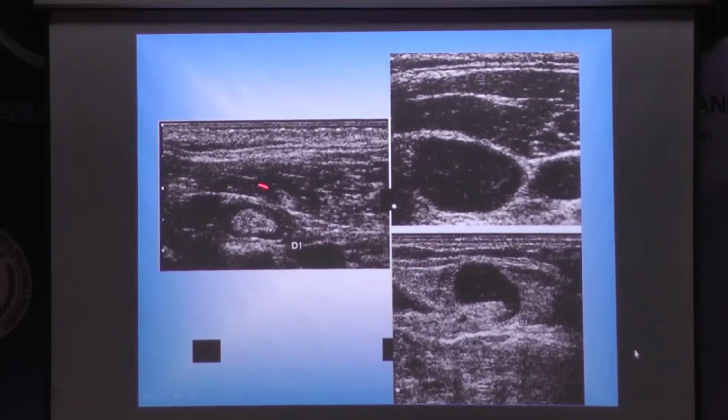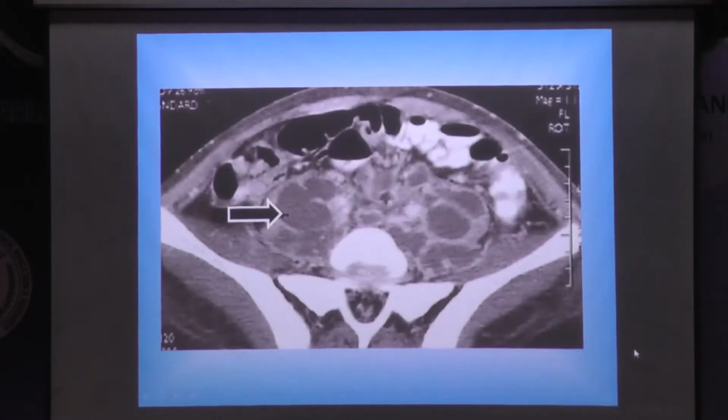This is a normal lymph node seen on ultrasound. You can see that it looks like a small kidney. It has a cortex and it has a small hilum, which is echogenic. And this is a malignant node where you can see that the hilum is totally lost. So that is the advantage of ultrasound, that it can differentiate between benign and malignant nodes based on hilar architecture. But the problem with ultrasound is it cannot reach deep into tissue.